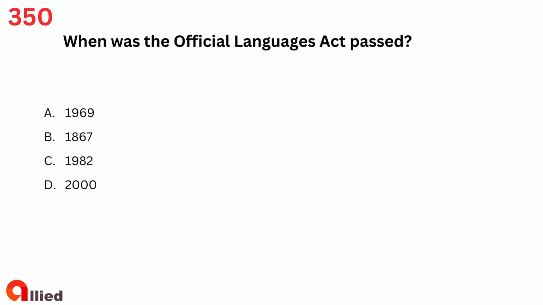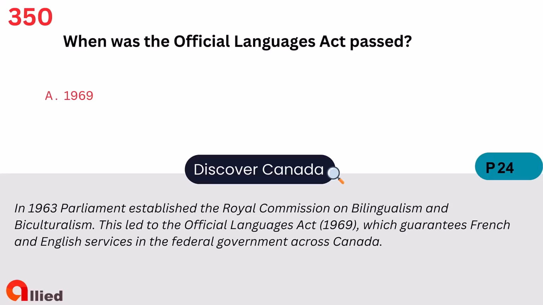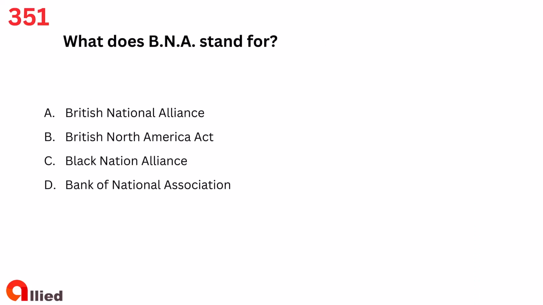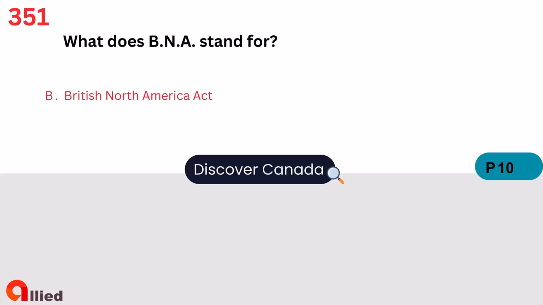Question 350. When was the Official Languages Act passed? A. 1969. B. 1867. C. 1982. D. 2000. The answer is A. 1969. Question 351. What does BNA stand for? A. British National Alliance. B. British North America Act. C. Black Nation Alliance. D. Bank of National Association. The answer is B. British North America Act.